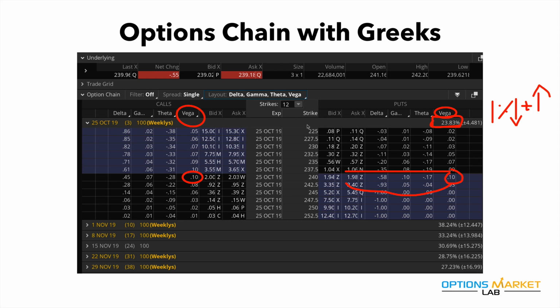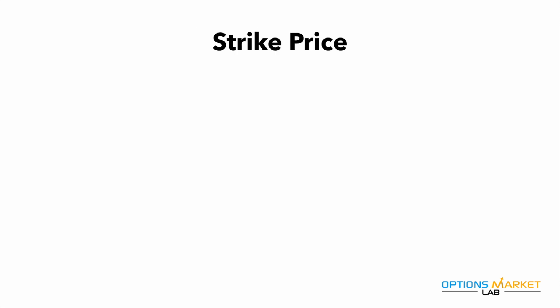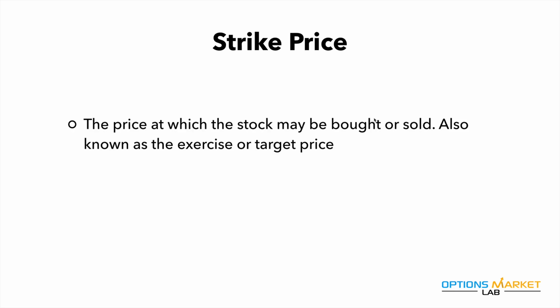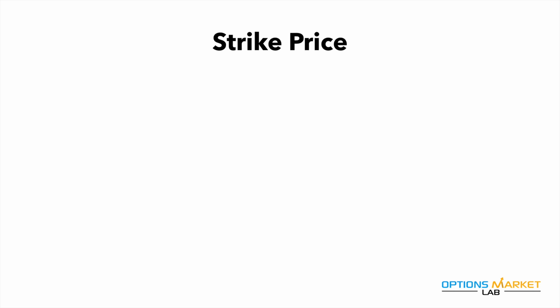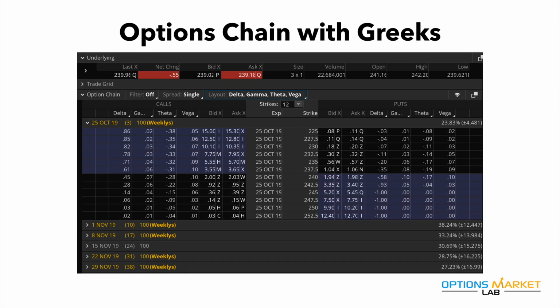Now let's go over the strike pricing. Now strike price is the price at which the stock may be bought or sold, also known as the exercise price or target price. So let's go back to the options chain and I'll give you an example. For example, let's say we are looking at this stock and we were holding this for quite some time. Now it is currently at $239.96.